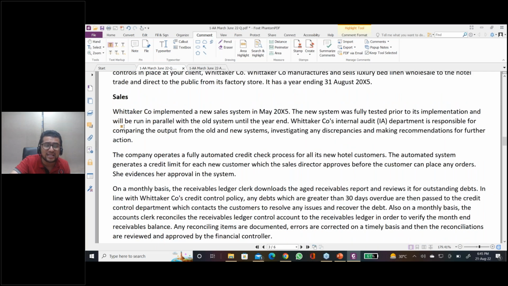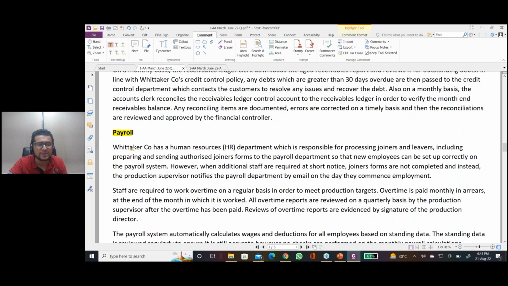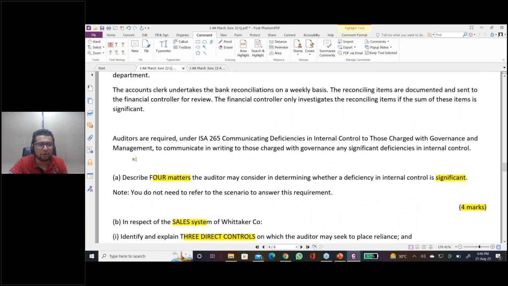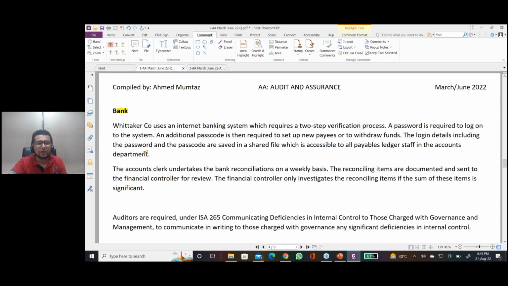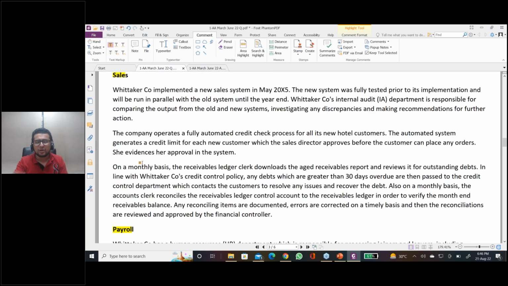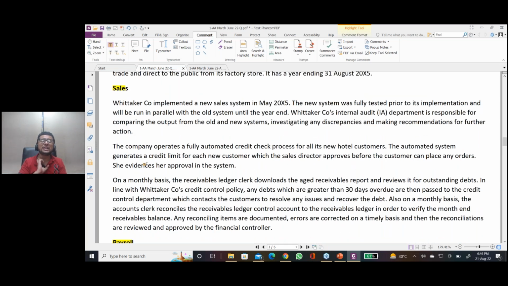Now the examiner has given you 3 systems rather than 1. Sales system, payroll system, last but not the least, bank system. From the sales system, you have to identify 3 key controls, 3 direct controls. I'm sure there will be 4 or maybe 5, at least 4, but you have to identify 3 direct controls. So all of you have got 5 minutes. Please read it and try to identify 3 key controls on your own. Do it now.